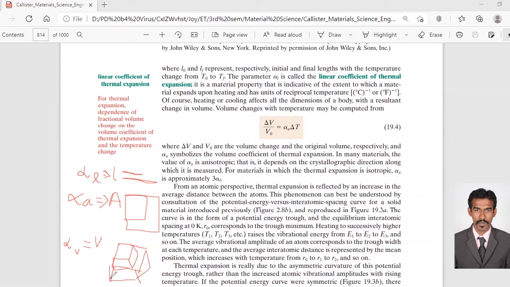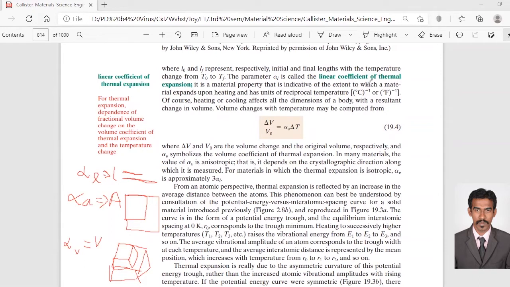Volume increasing means the length should increase, the width should increase, and the height should also increase. It's a material property that is indicative of the extent to which a material expands upon heating, and has units of reciprocal temperature, C minus 1.